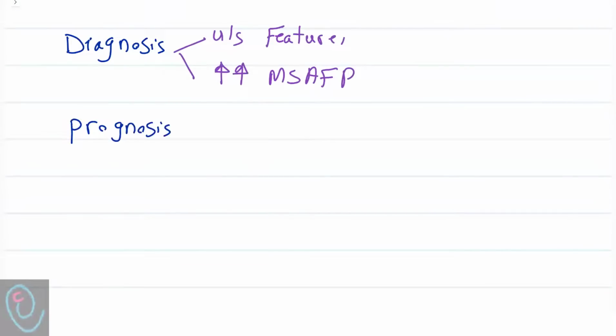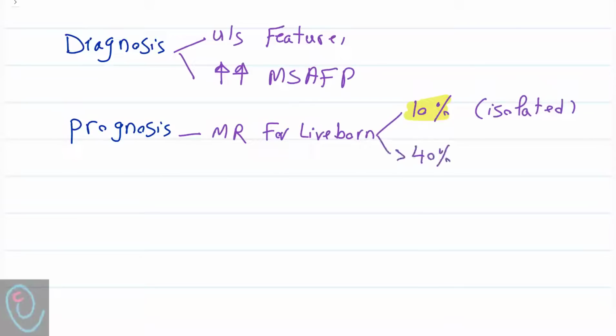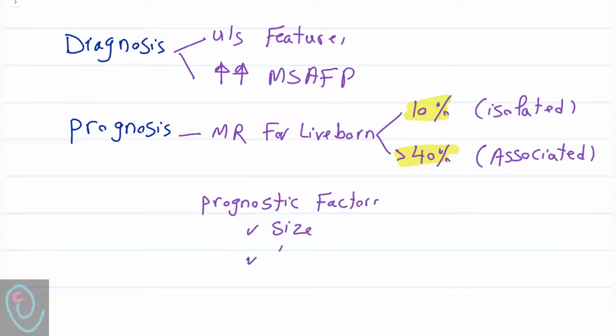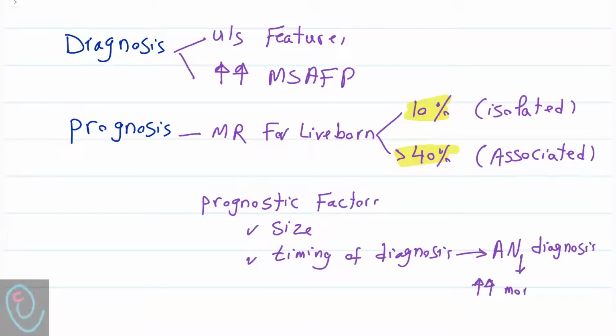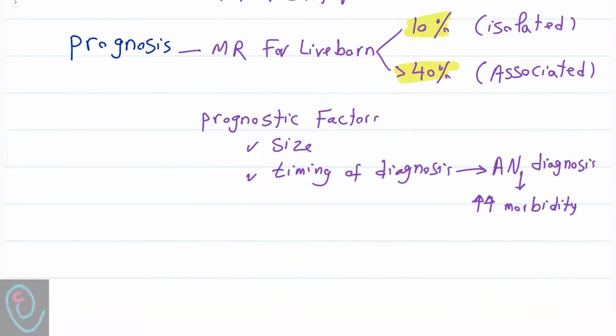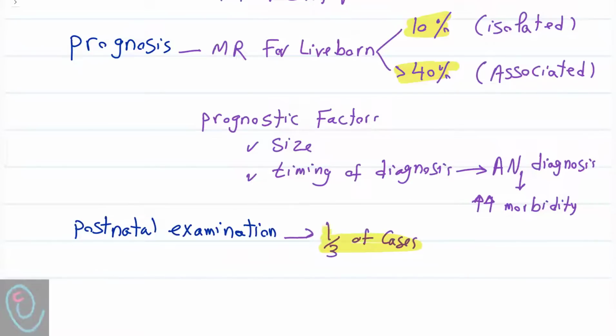Regarding prognosis, the mortality rate for live birth is 10% in cases of isolated omphalocele, and it rises to more than 40% if omphalocele is associated with other anomalies. The prognostic factors include the size of the omphalocele and the timing of diagnosis, with higher morbidity if omphalocele is diagnosed antenatally. In addition, postnatal examination is important, as associated anomalies are diagnosed in about one third of cases.